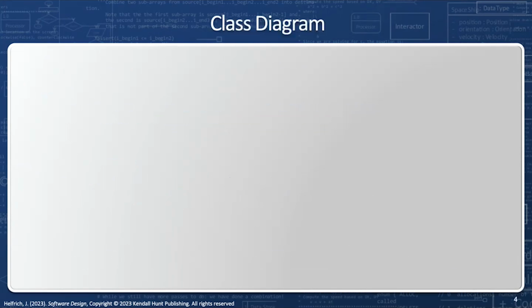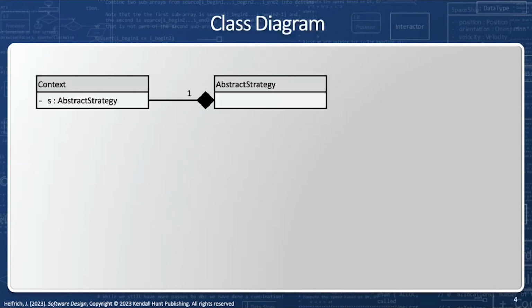So let's take a look at the class diagram to see how this works. So we have the context, which is going to utilize the strategy design pattern, and it's going to have an instance of an abstract strategy. So therefore, I need to have an abstract strategy by composition. And then the abstract strategy is going to have a method called execute, and this is actually going to perform the action. Now it's going to take a context as a parameter so it can perform an action on something.